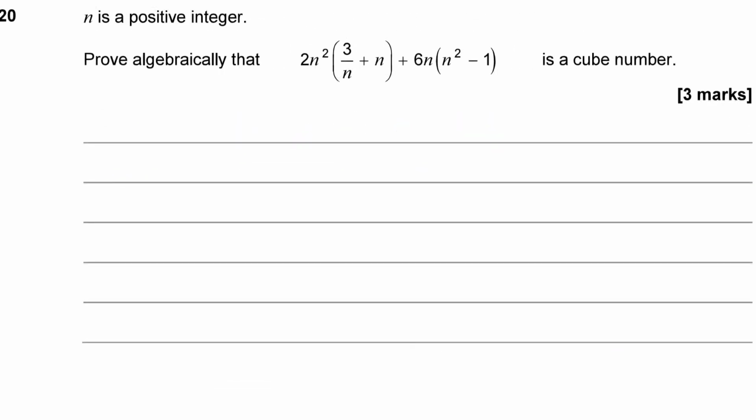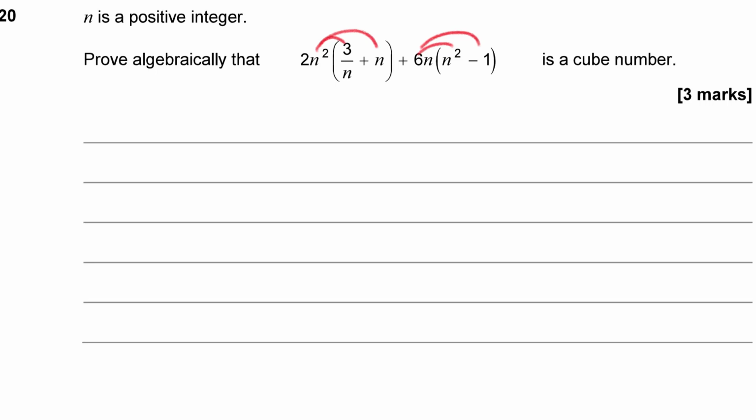Question 20. n is a positive integer. Prove algebraically that 2n squared times 3 over n plus 6n lots of n squared minus 1 is a cube number. Ooh, okay, let's give it a go then. Where to start? I suppose we could start by multiplying out these brackets, couldn't we? And then have a look at what we've got. Okay, so they look pretty horrendous, but let's see what we get.